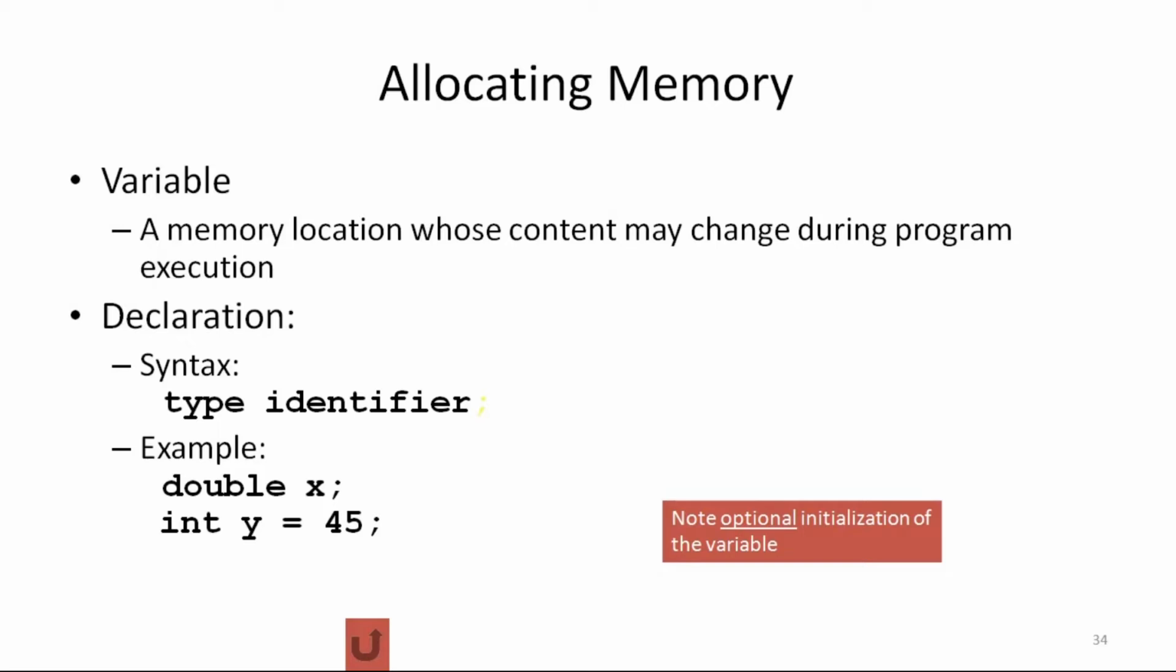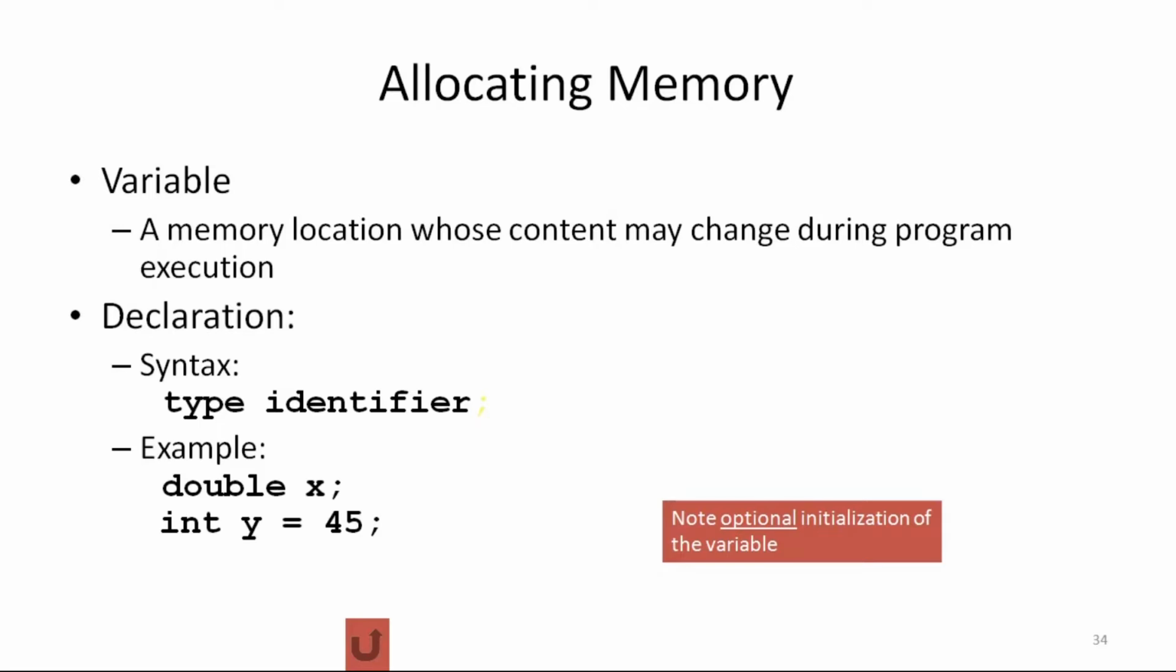For example, double x. Double is a data type, x is a variable, a memory location. X is our memory location. Double is a fundamental data type. Next, int y is equal to 45.